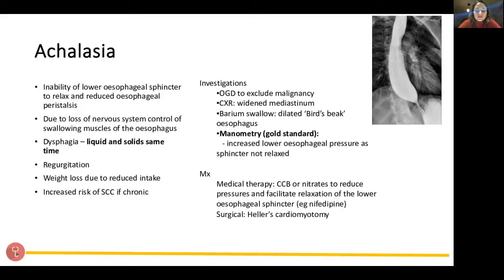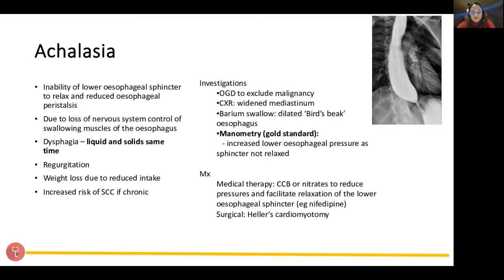In terms of investigations, anyone presenting with dysphagia, you would send by a 2-week wait pathway for endoscopy. Then you would do a barium swallow, which would show a dilated bird's beak esophagus. So instead of the esophagus being nice and even throughout its course, it dilates at the bottom because the sphincter is not relaxed, so the passage of food from the lower esophagus to the stomach is impaired.